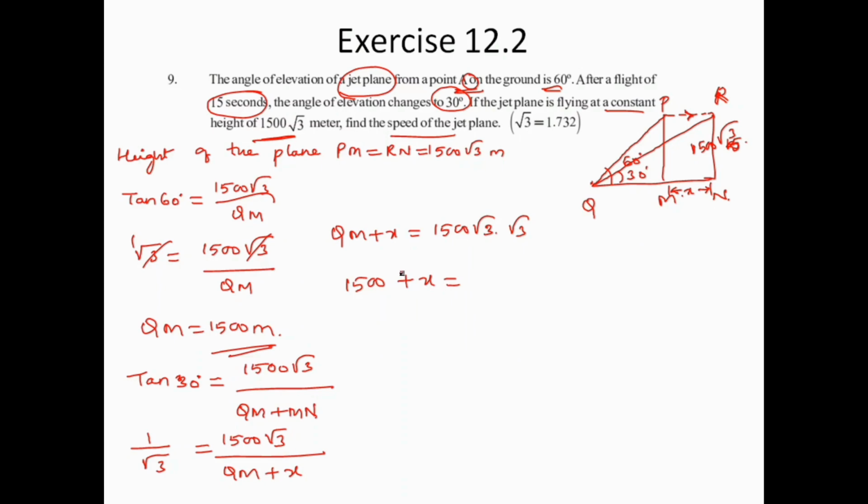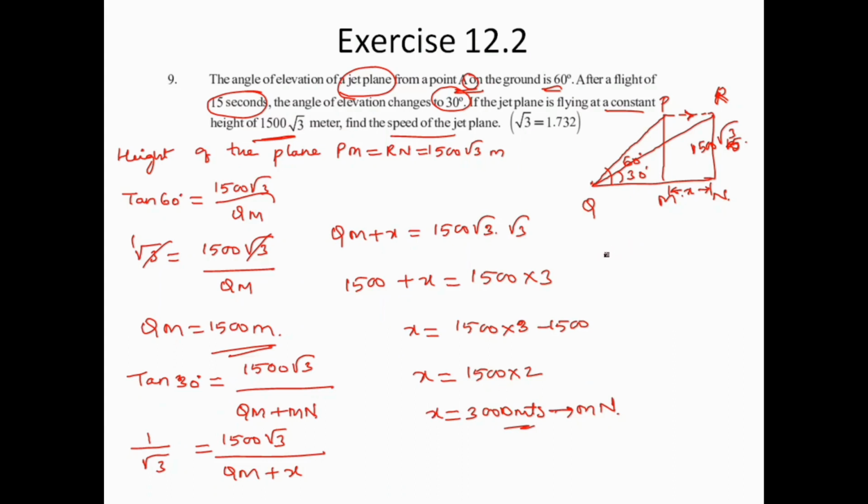x is equivalent to how much? So you are substituting all these values here. So I will get here 1500 into 3, right? Equally, right? So I'm shifting this one to the other side. So x is equal to 1500 into 3 minus 1500. So I can simply say that 1500 into 2. That is x is equal to how much? 3000 meters. I hope this is clear up to here, right?